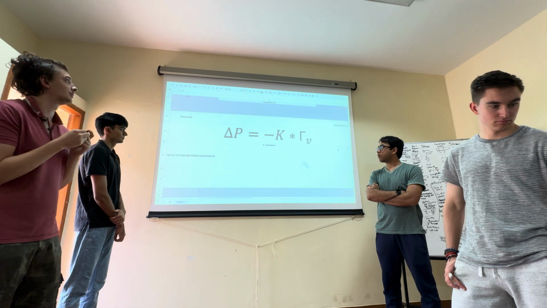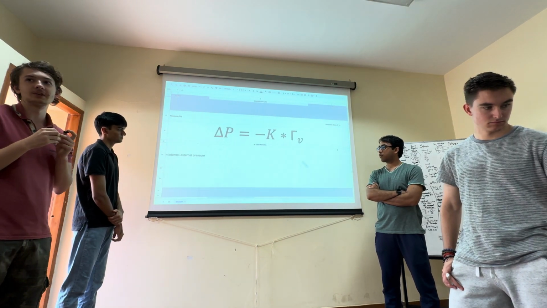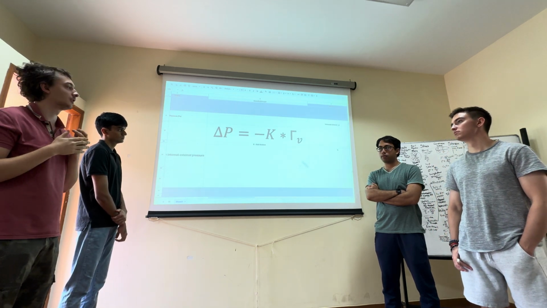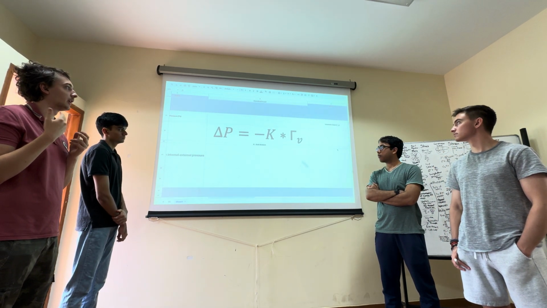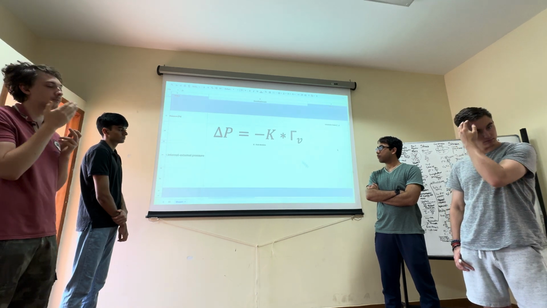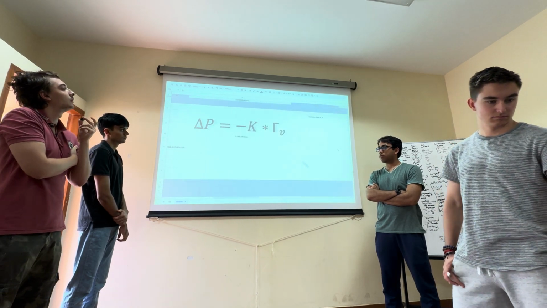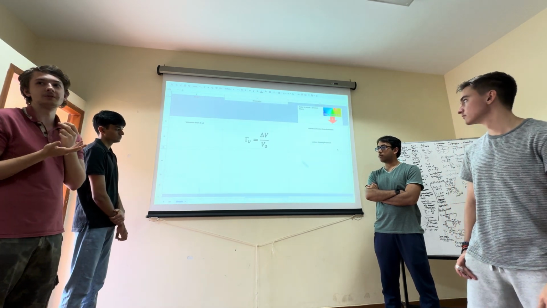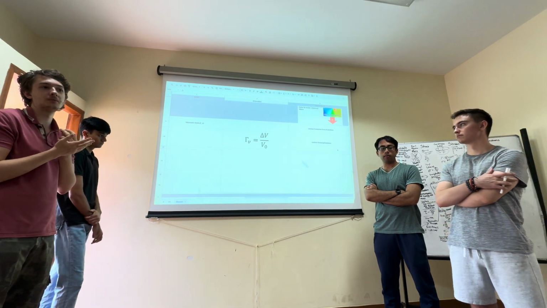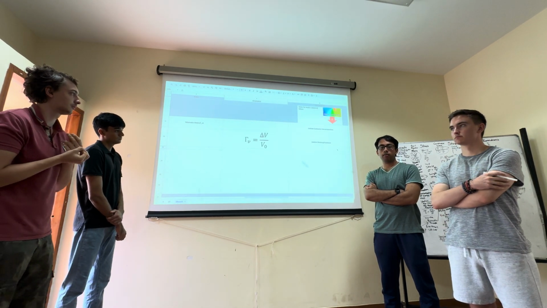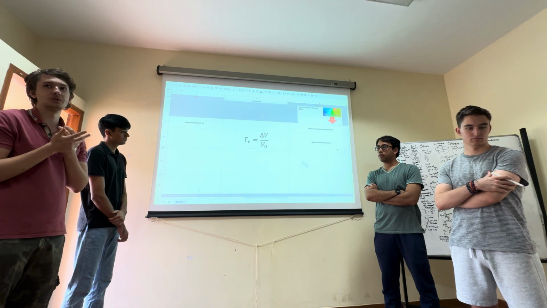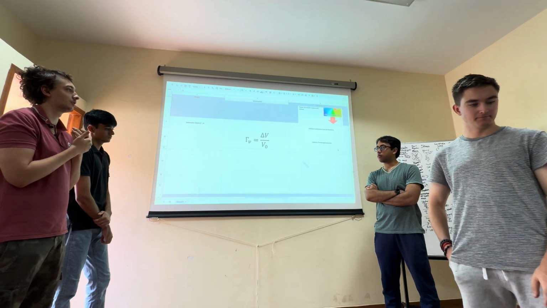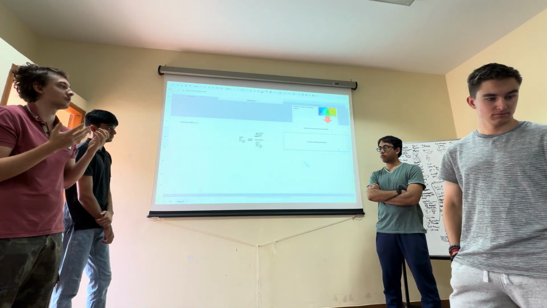Then we can relate stress to strain using the bulk modulus equation. We can rearrange it to make the difference in pressures equal to negative K times the volumetric strain. Since it's a volumetric strain, it is a change in volume divided by initial volume. If it's negative, it will mean compression. If it's positive, it will mean expansion. And hence, the deformation is a general uniform shrinking or expansion.